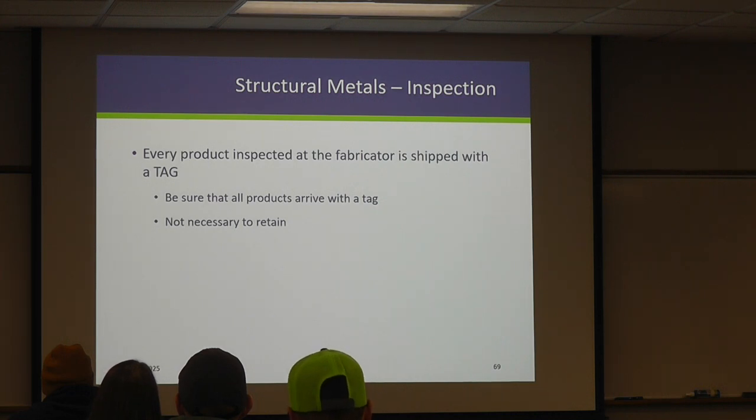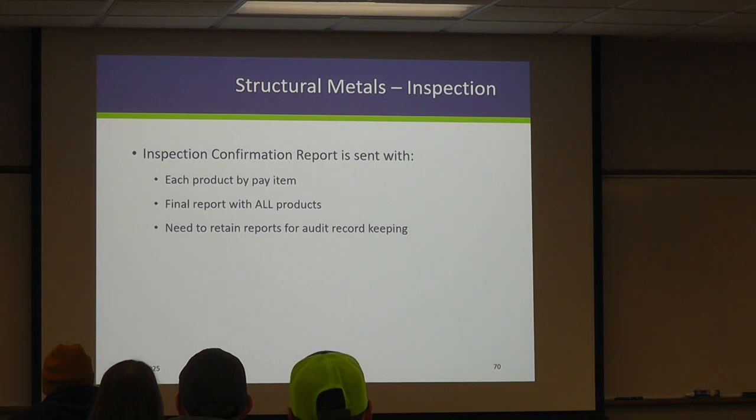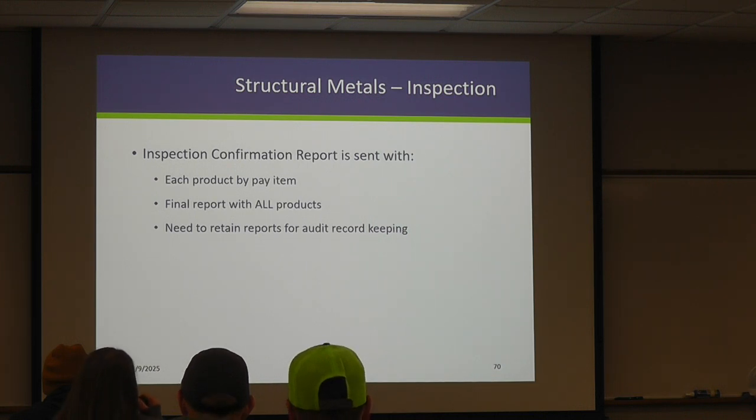You don't have to retain them though for our auditing and record keeping purposes, because you're going to get what's called an inspection confirmation report. After our shop inspectors have tagged these things, they're going to compile these reports just to show that certain activities have been completed. It's partially for the prime to be able to pay his sub as well, that MnDOT has finally accepted all of this. These are going to be broken down by pay item. You're going to get it for all structural metal products, and this is what you need to retain for your paperwork for your audit.